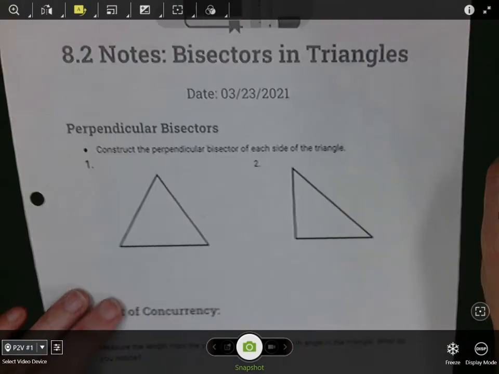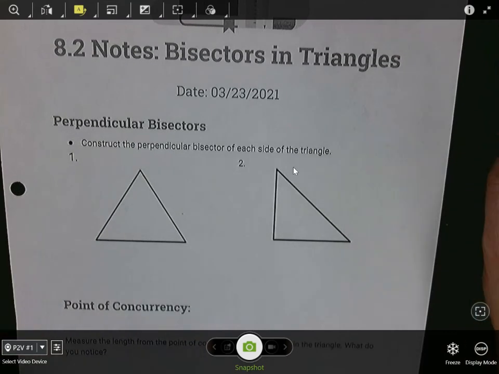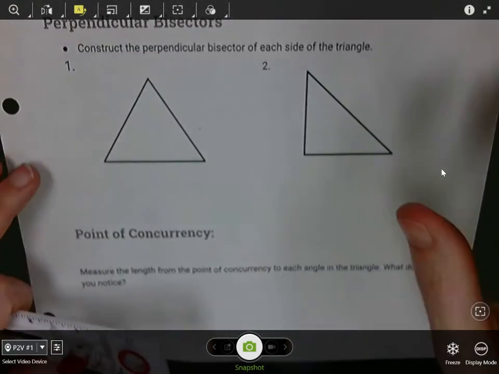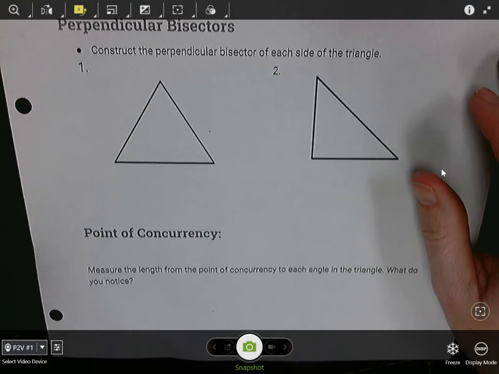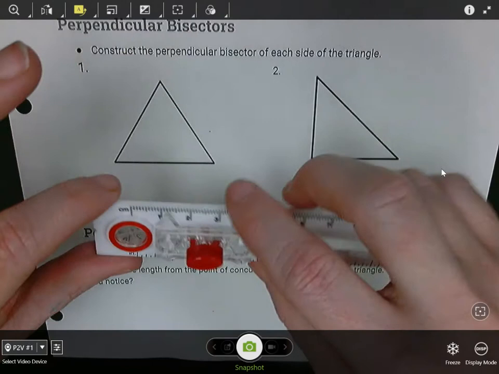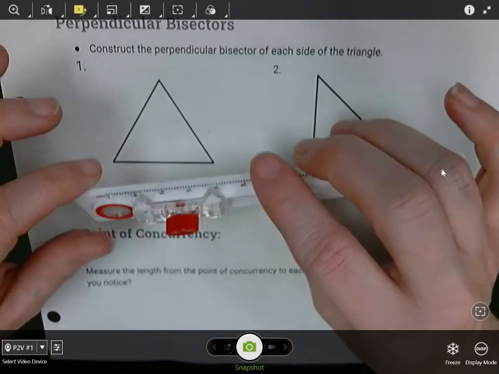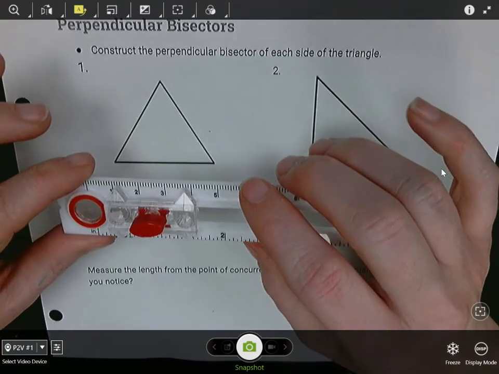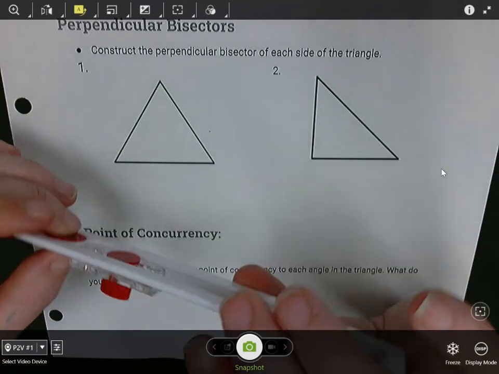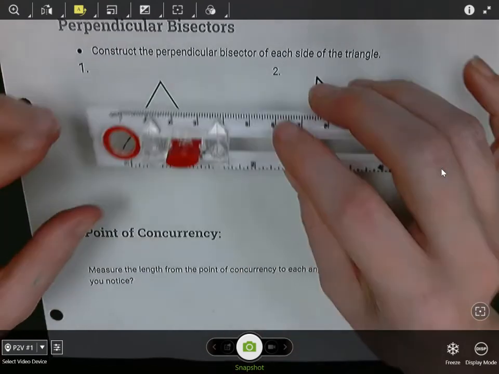So the first thing we're going to do is construct perpendicular bisectors of each side of the triangles. Now, there are a few steps in order to construct a perpendicular bisector. I will do the steps very slowly, and then I will do the steps again a little bit faster. But you'll just need to make sure that you're following along and doing the exact same thing I'm doing.